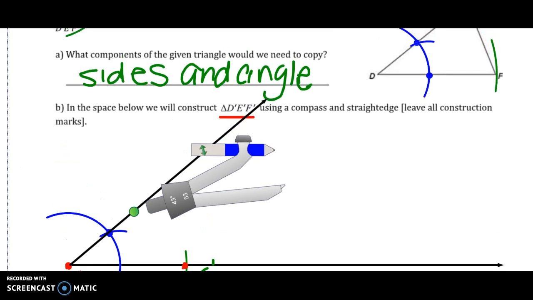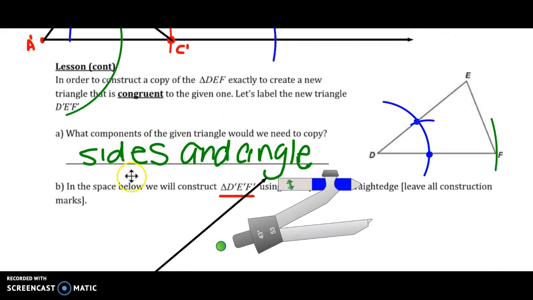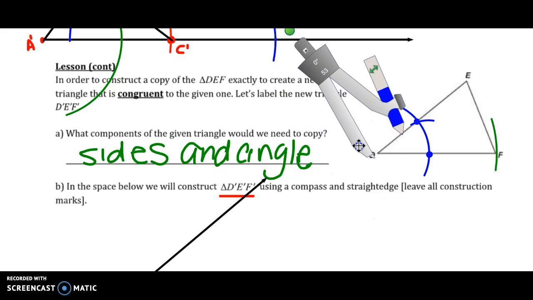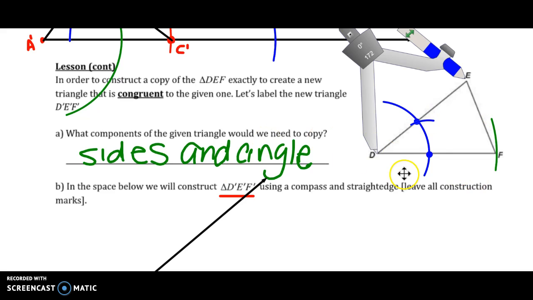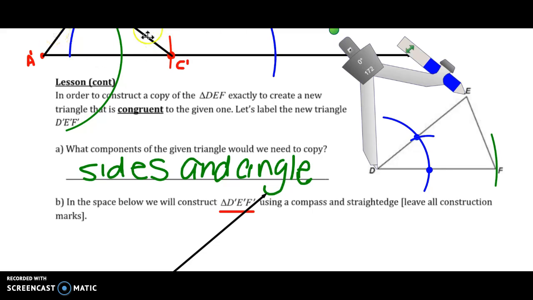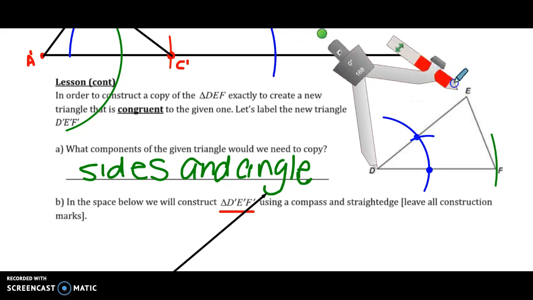So we've copied an angle, we've copied a side, we're going to go and copy another side. Since I copied angle D, I have to copy segment DE. I can't start over here now that I've already been working on this side. We'll learn in another lesson why that is. So again, I open my compass to the length, and I make an arc. Do the best you can.